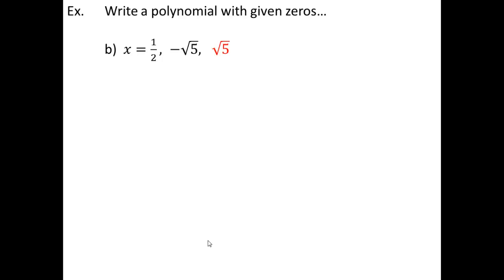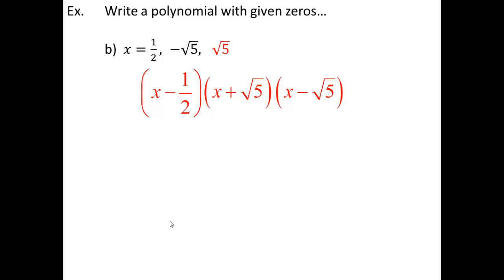So I'll set up my factors just like I normally do. The 1/2 can become x minus 1/2. We have x plus root 5 and x minus root 5. Now, before we jump into it, though, let's take a second look at that x minus 1/2. Man, fractions. I hate fractions. I hate when there's a fraction in my problem. So here's what we can do.